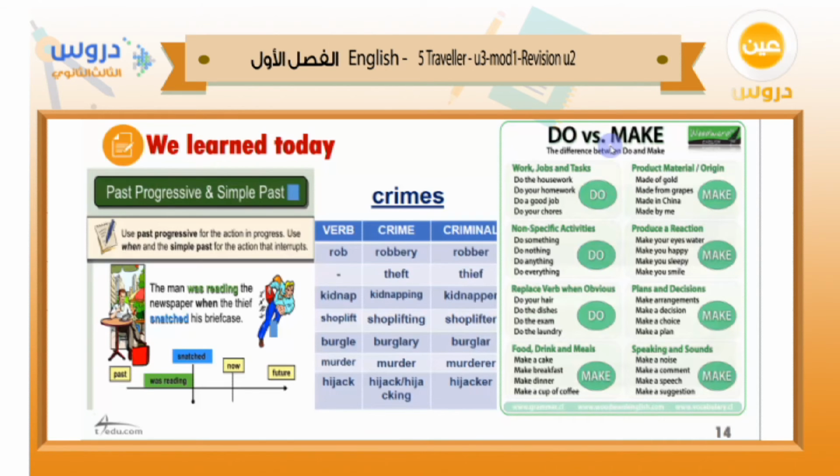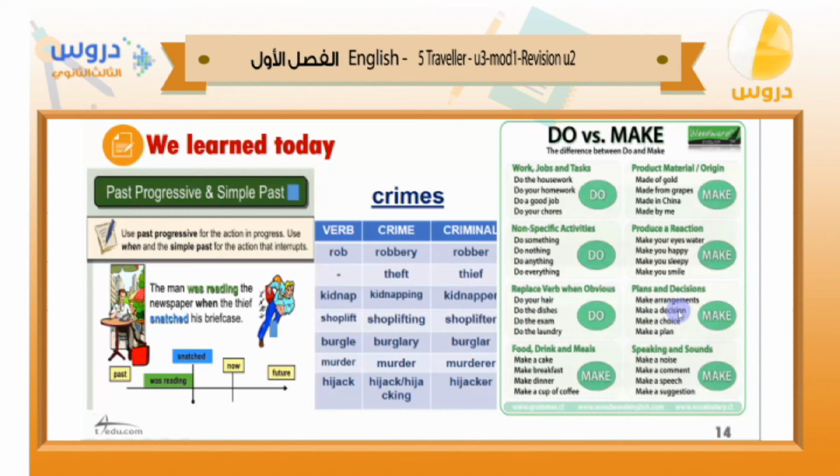We use do with work, jobs, tasks. For example, do the housework, do your homework, do a good job, do your chores. Okay. For example, when we want to produce a material or origin, made of gold, made from brass, made in China. And also we use do for non-specific activities, while we use make to produce a reaction. We can replace the verb when obvious. We use do, you hear do the dishes, do the exam.